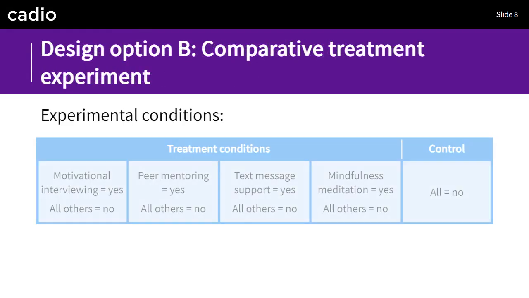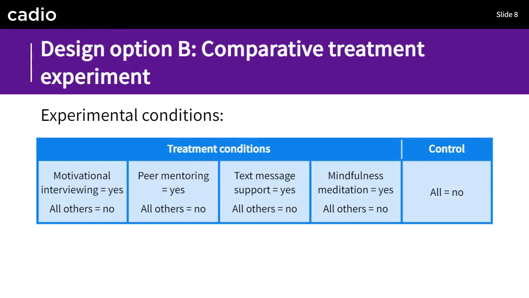Now let's consider another approach. We will call this the comparative treatment experiment. There are other very similar experimental designs, such as the dismantling experiment, that have identical statistical properties. In a comparative treatment experiment, each of the components under consideration would be represented by an experimental condition in which that component is set to yes and all the others are set to no.